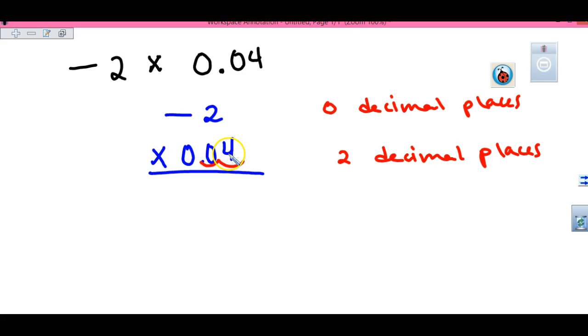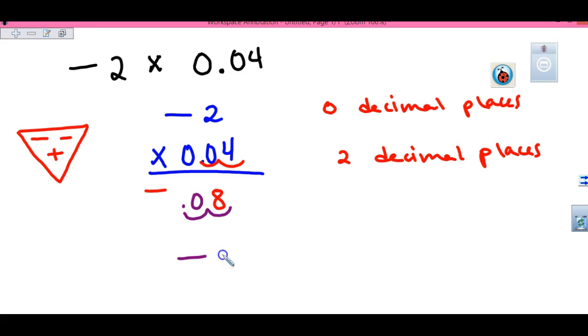If we multiply 4 times 2 is 8. We use the Dorito here, right? Yes, definitely. We use the Dorito. So we're multiplying a negative times a positive. That means our answer will be negative. Now we've got 2 decimal places. So that means we need to move our decimal 1, 2. So our answer would be -0.08.